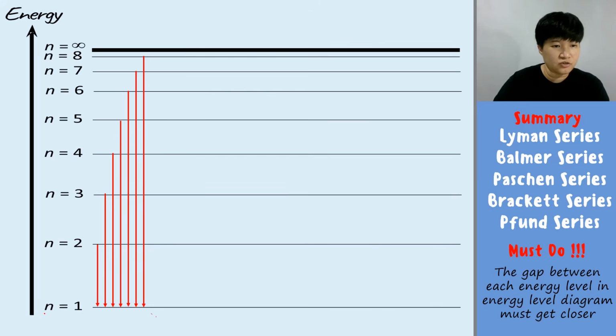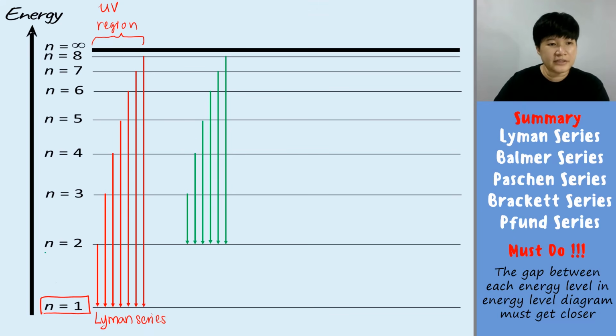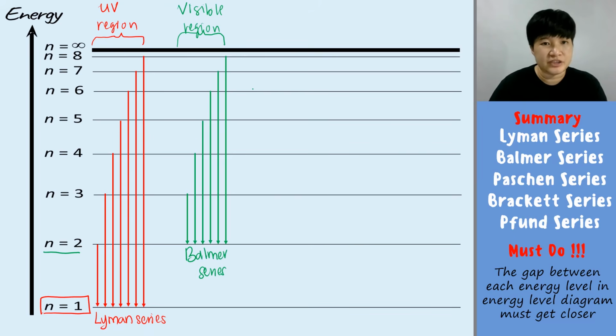Okay, see that? Simple. So a bit of conclusion over here. When all the transitions drop to n equals 1, that will be your Lyman series. Lyman series means everything drops to n equals 1, and all the transitions are located in the ultraviolet region. Next, when everything drops to n equals 2, that is your Balmer series, where all the wavelengths will be located in the visible region.